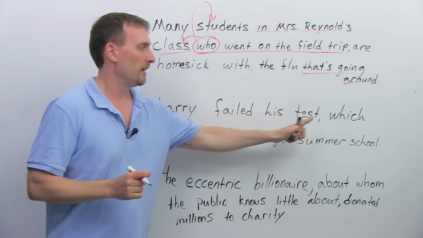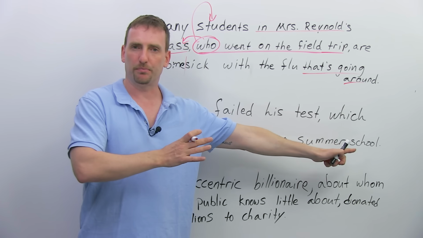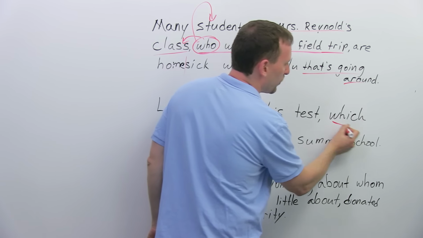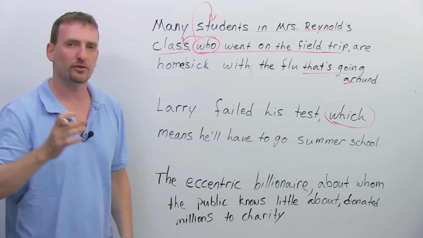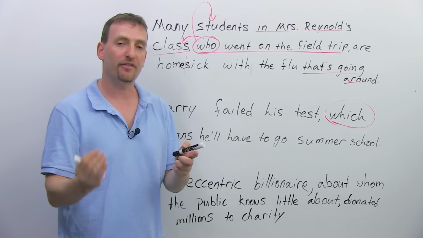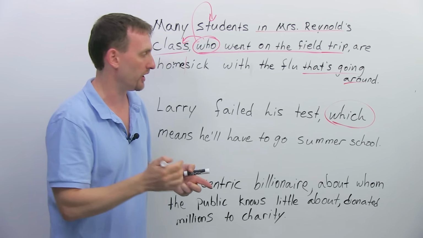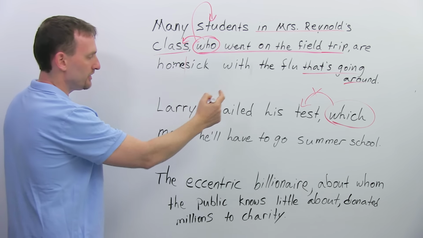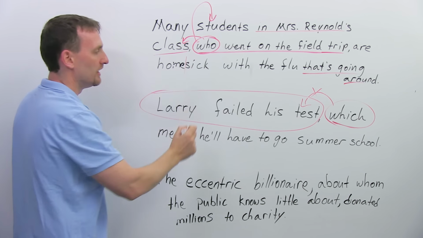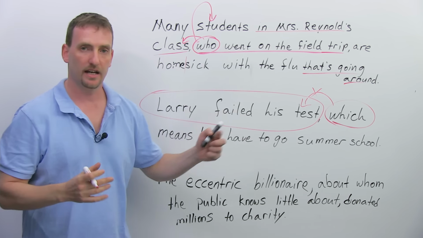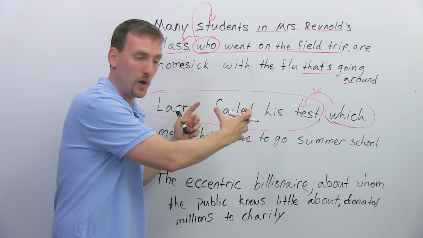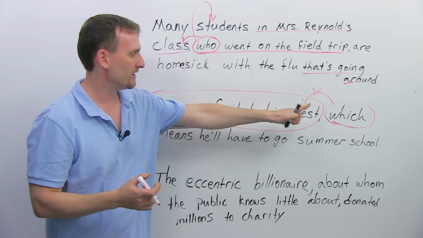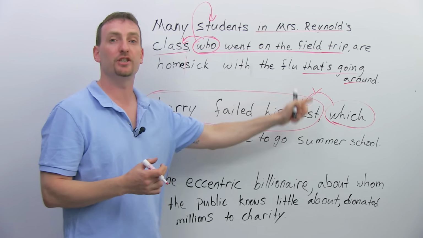Now, another thing, remember what I said about putting it right next to the noun you're modifying? Except for the case of which. An adjective clause with which can modify the entire clause before it. So this which is not about test. Okay? This which is modifying the entire clause. Larry failed his test, which means he'll have to go to summer school. Okay? So this which is talking about the entire situation.